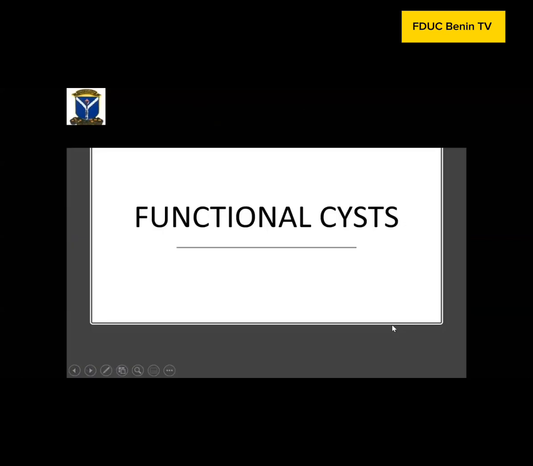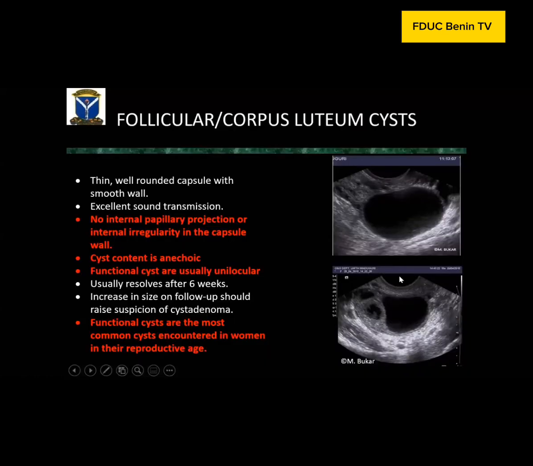Functional cysts are the commonest cysts encountered in clinical practice. This is a corpus luteum cyst. This is a follicular cyst. You can see the content, very clear content, good sound transmission, thin walls, no septum.